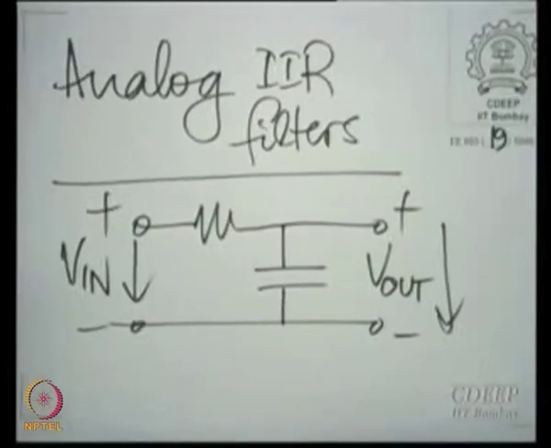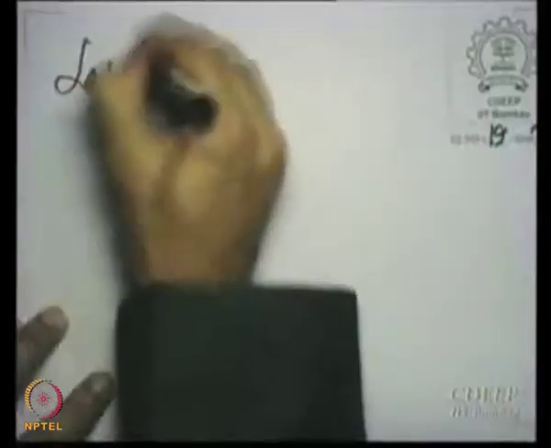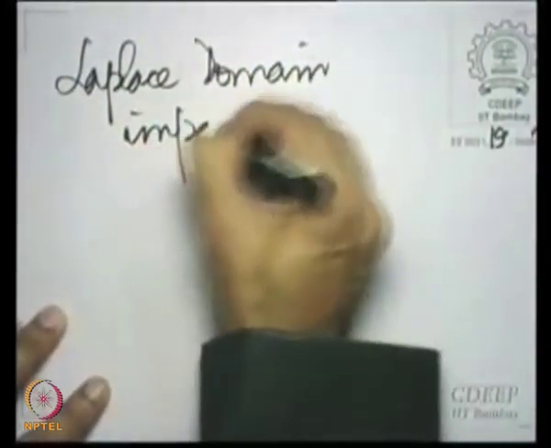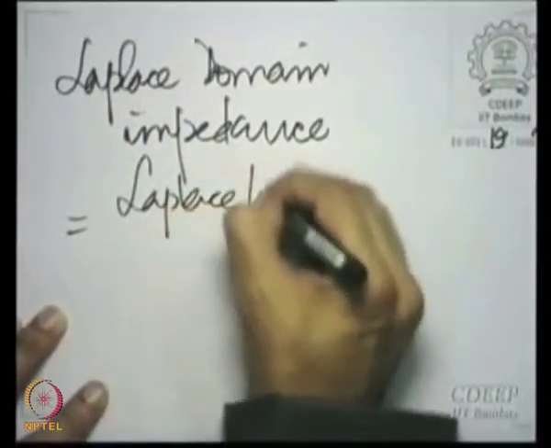Now, we know how to deal with this filter. What we do first is to write down what we call a Laplace domain circuit for this filter. So, what we essentially do is we write down the ratio of the Laplace transform of the voltage to the current for each of the elements there. We call it the Laplace domain impedance. So, the Laplace domain impedance for each element is the Laplace transform of voltage by the Laplace transform of current.